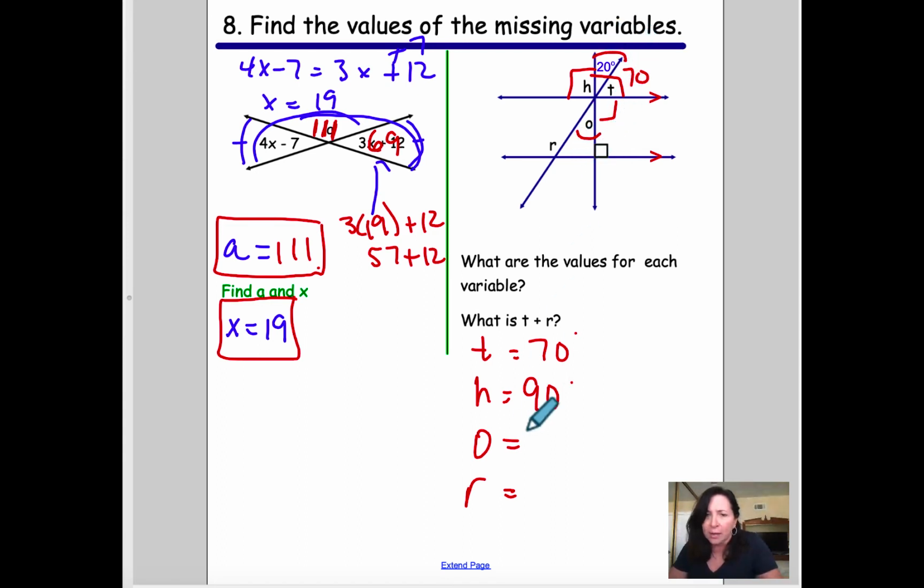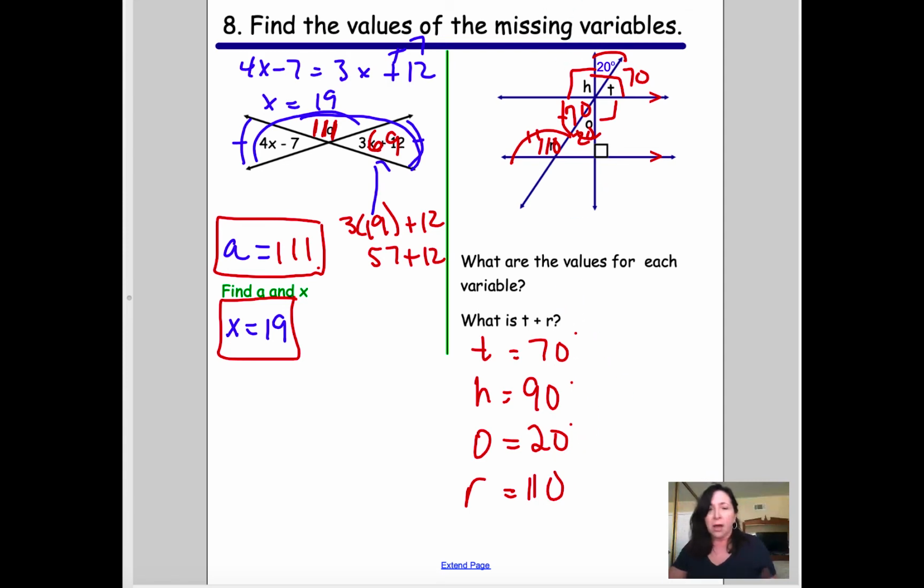Now, it also means that H has to be 90, and O is opposite this angle, which are vertical angles. So O is 20 degrees. All right, and what else do we know? We know that's 20, and that must be 70. Yep, okay. And then I know that this angle and this angle, they're not congruent, right? But they are supplementary, which means that this must be 110. And so R is 110.